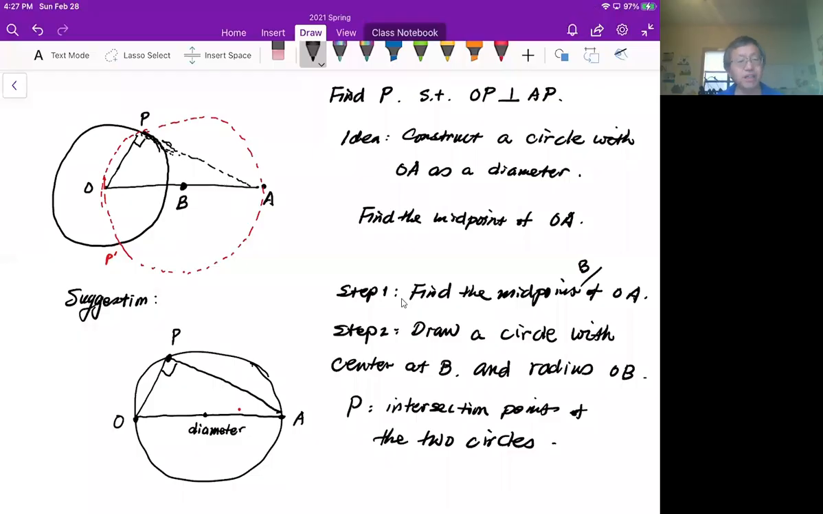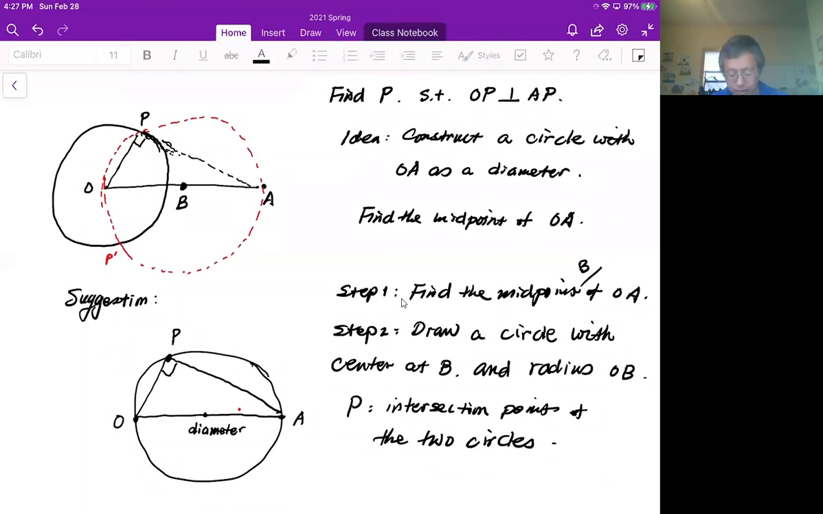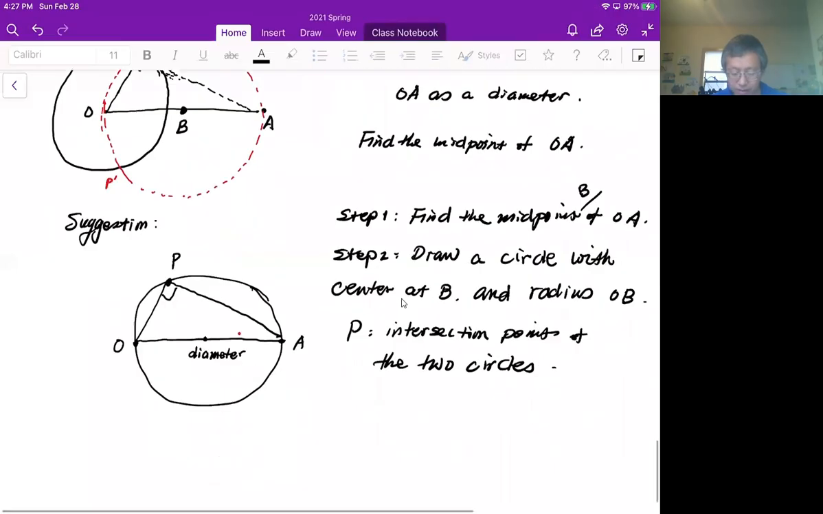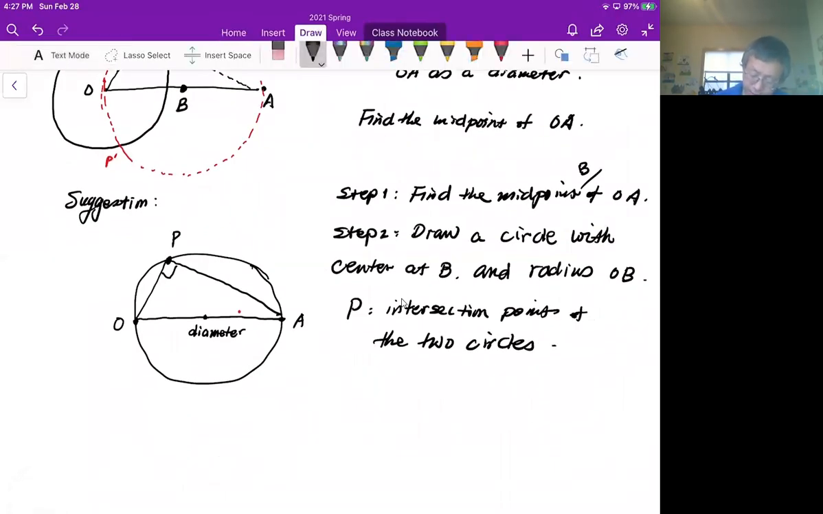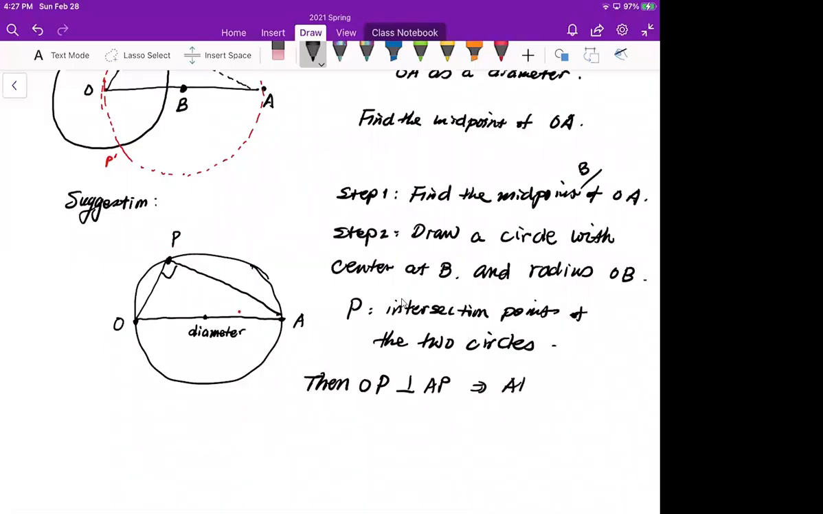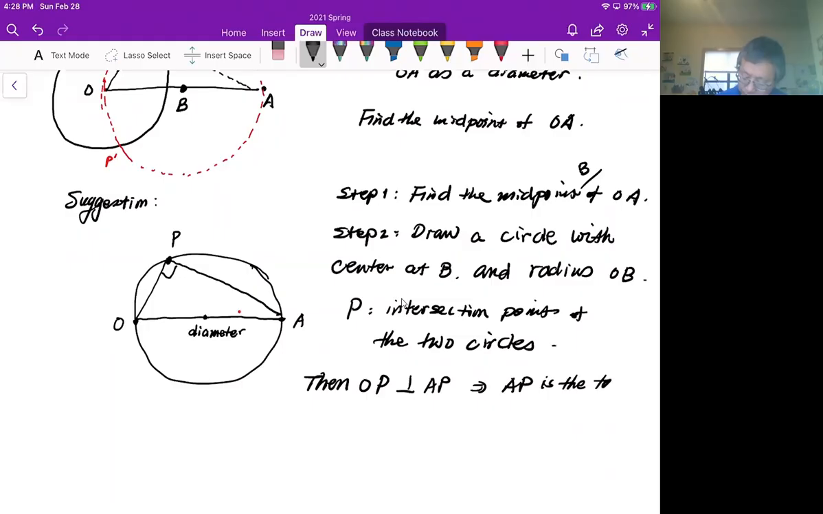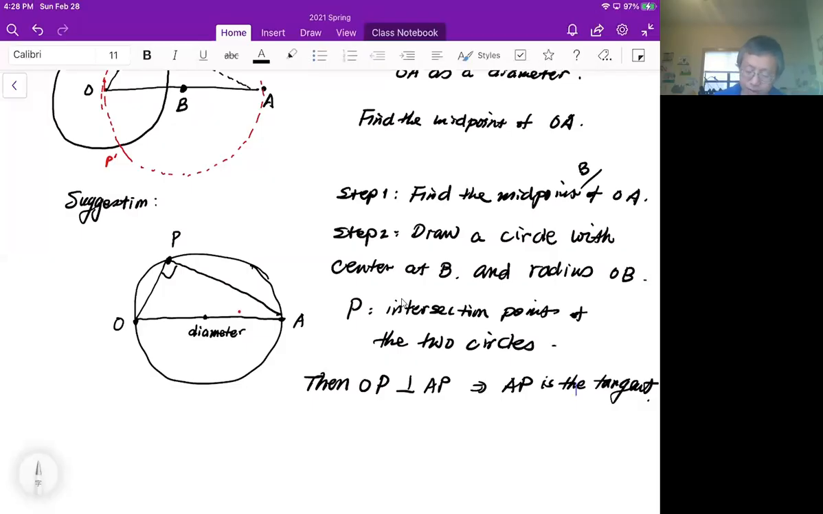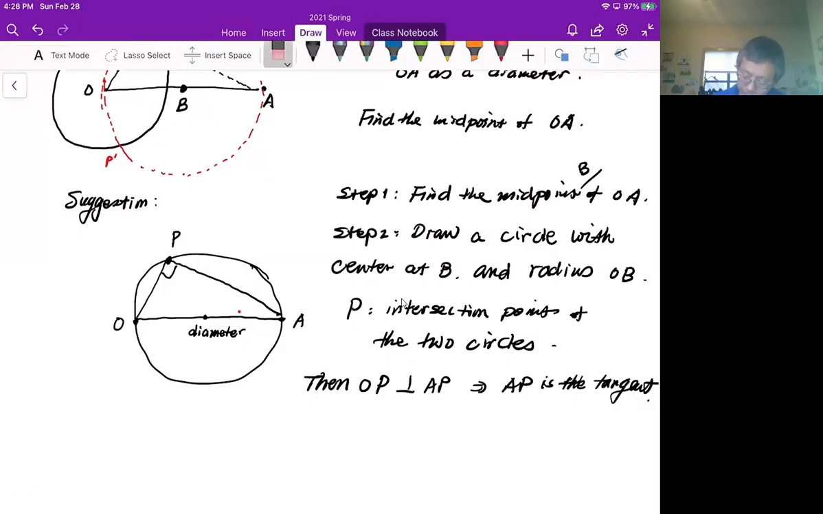Just connect OP and AP. If that's the case, then OP is perpendicular to AP, and this implies that AP is a tangent. You can get another one as well. AP is a tangent line. All right, so that's from last time.